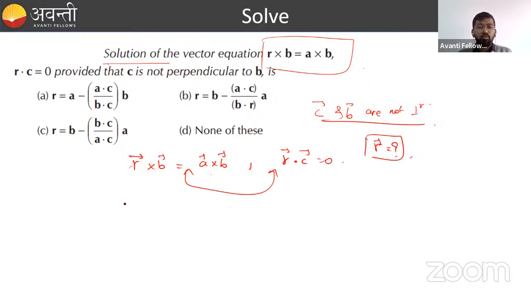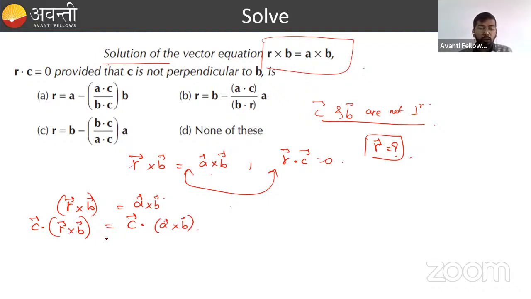So here what we will do first is r bar cross b bar equals a bar cross b bar, which is given. I know that if I do the scalar triple product, I know how to substitute and I know the formula also. So what I'll be doing now is taking the dot product of both sides with c bar: c bar dot r bar cross b bar equals c bar dot a bar cross b bar.